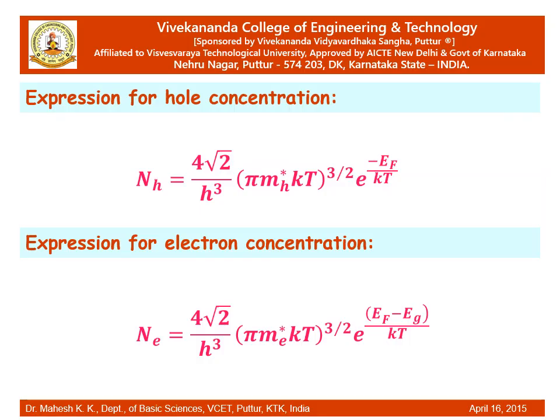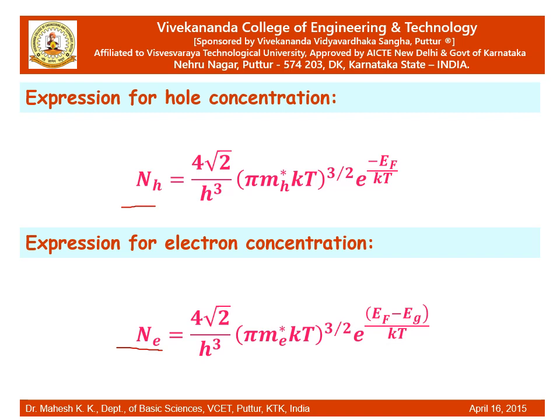Now let us see the expression for the hole concentration and electron concentration. Equations are given here. We don't have derivations in the syllabus, but you need to learn these equations. So hole concentration NH is equal to 4 into root 2 divided by h cube into pi mh star kT to the power 3 by 2 into e to the power minus EF by kT.